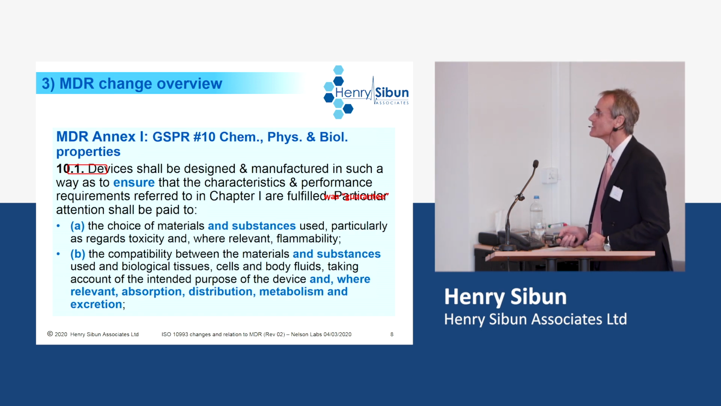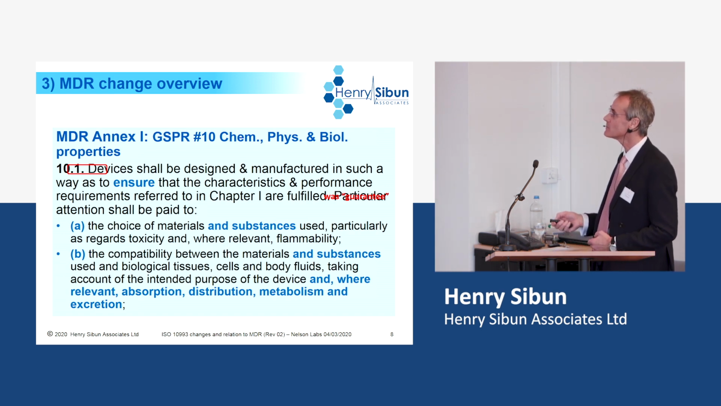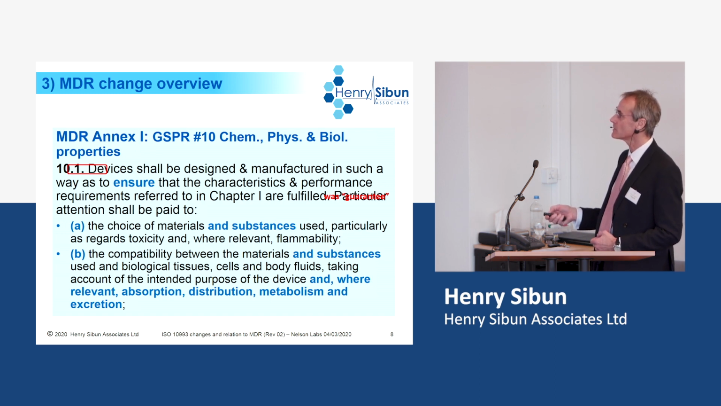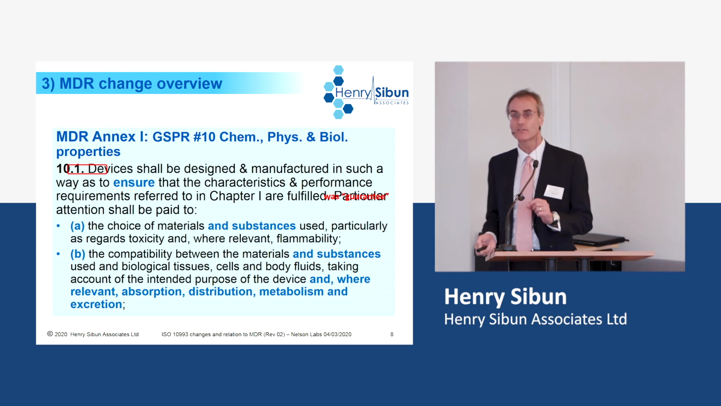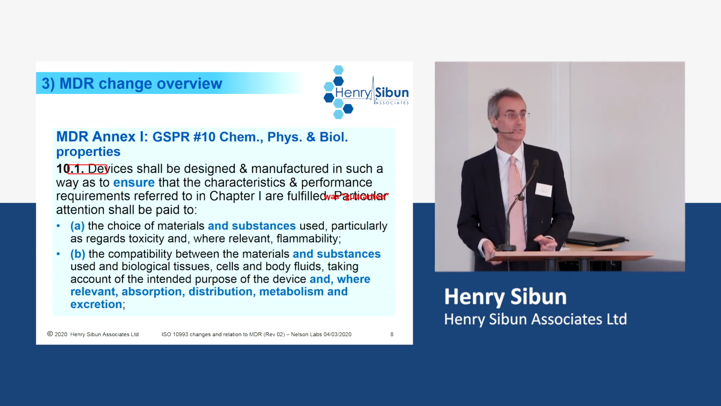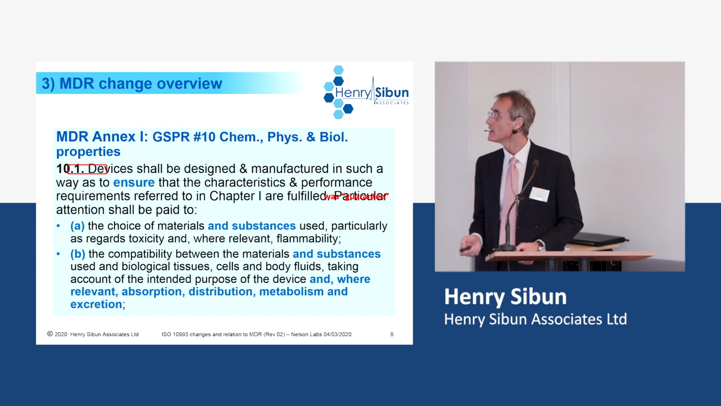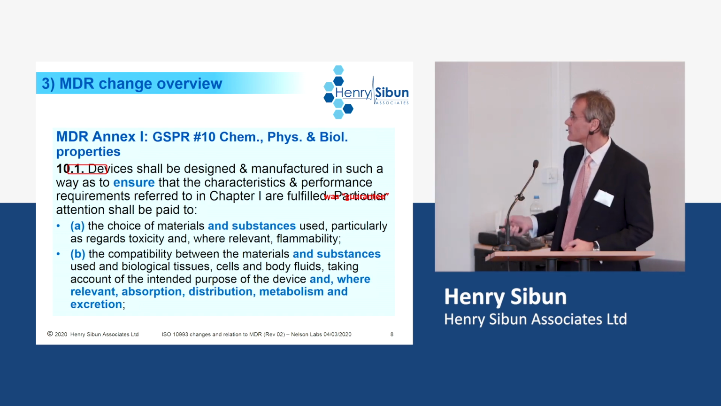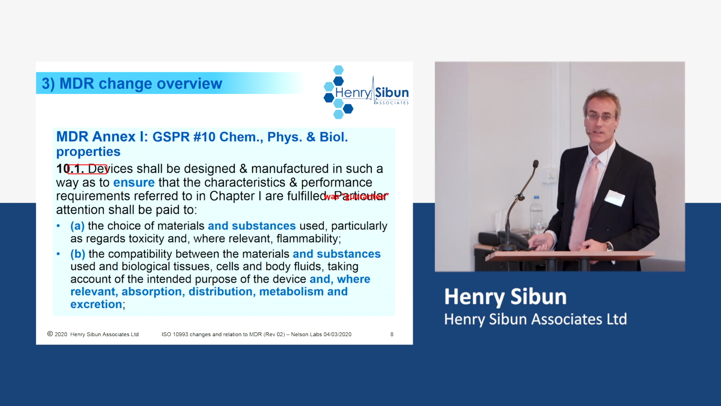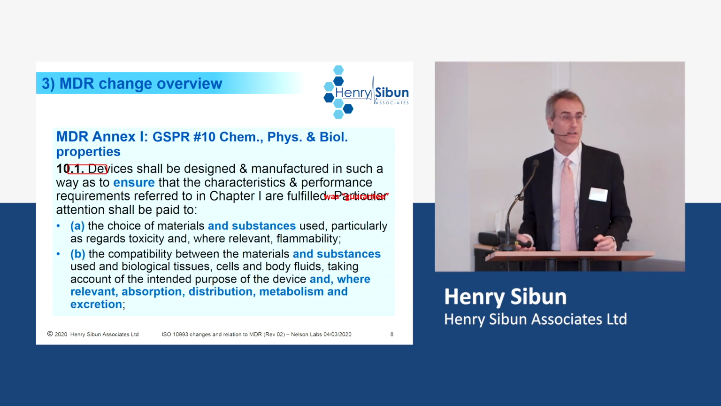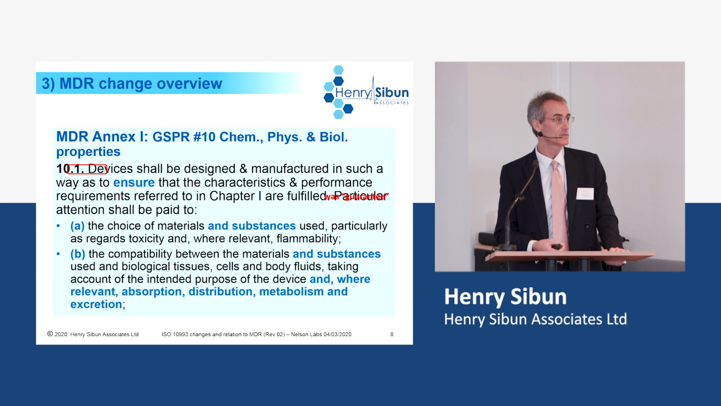The second point is the same as before. We've got the compatibility between the materials and substances used and the biological tissues, cells and body fluids. And this takes account of the intended purpose. This is the device categorization from ISO 10993 Part 1. Again, there's no real difference here. They've added in some text, where relevant, the absorption, distribution, metabolism and excretion. Again, those were always expected to be covered for devices where those were relevant, especially absorbable implants, devices leaching.